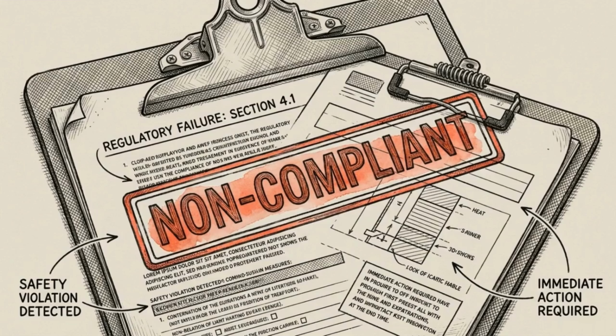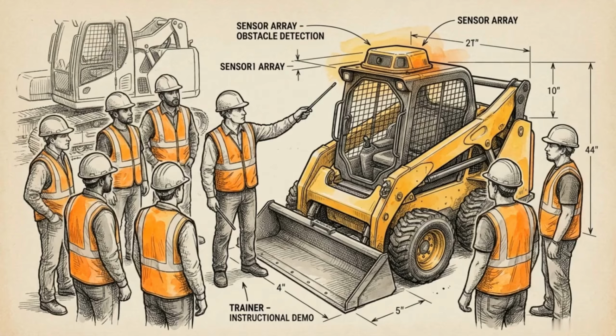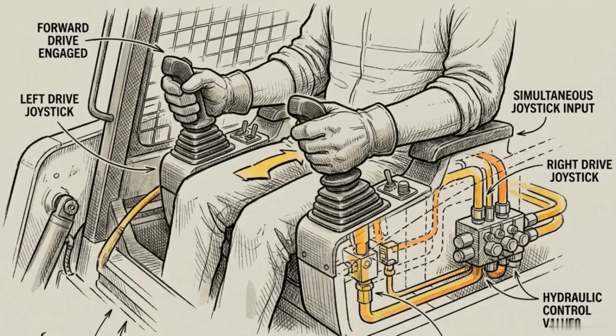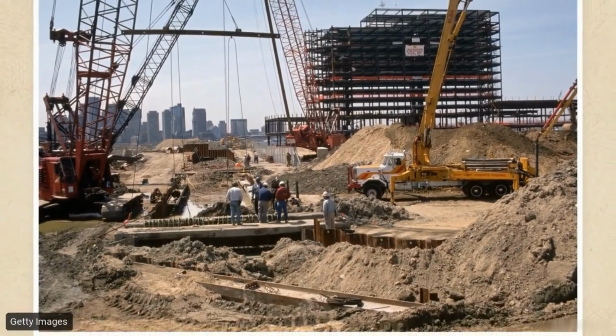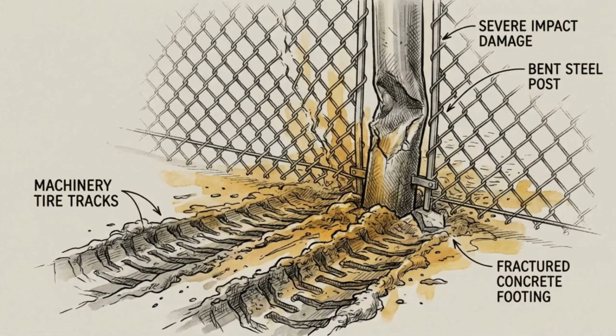OSHA regulations require that every employee be retrained immediately whenever a new energy control method or interlock system is introduced to the worksite. Verifying this systemic readiness ensures the machine only moves when you explicitly command it. Worksite noise and limited visibility make it difficult for operators to navigate alone without causing property damage or runover accidents.